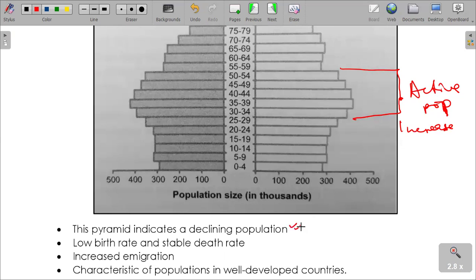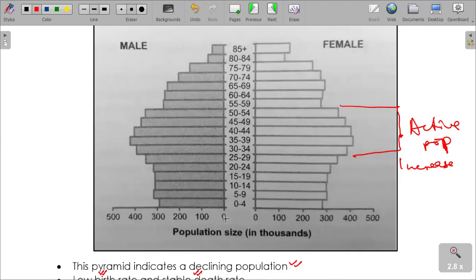This pyramid indicates a declining population. A declining population is shown by low birth rate and also stable death rate. As you can see, we have people who are living up to 80, 85 plus years. There is high life expectancy, which means there are well-developed medical facilities in this respect.